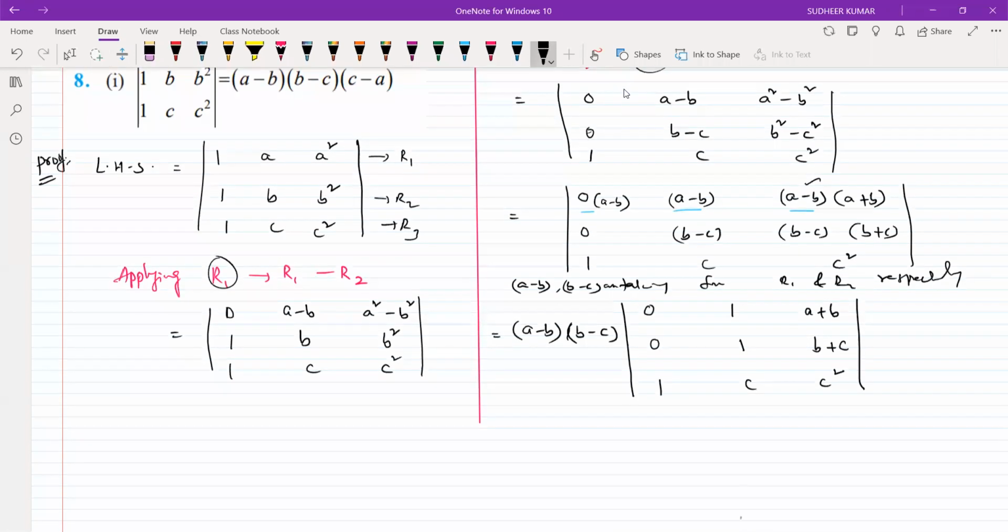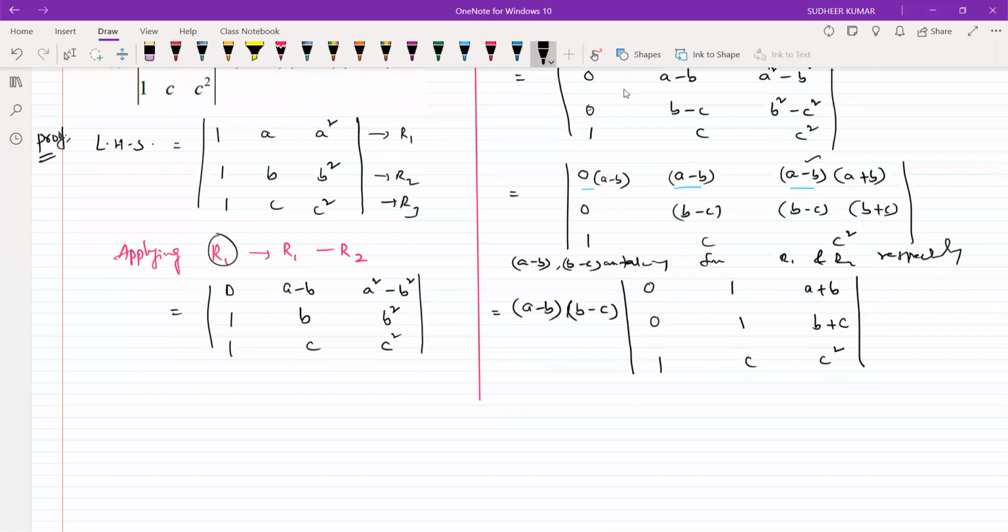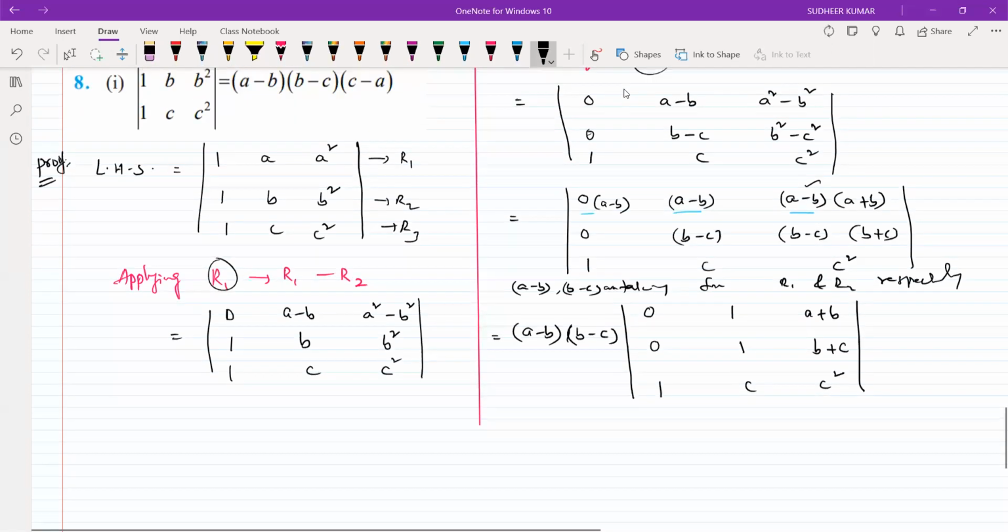Now what shall we do? We should get A minus B, B minus C and C minus A. So as per our discussion, we got the utmost number of zeros in this column, right? So what can we do now? We can expand it. Now expanding along C1.